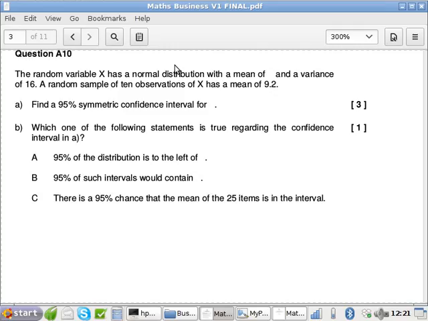Which one of the following statements is true? Okay, so let's have a look at the statements. 95% of the distribution is to the left of mu. 95% of such intervals would contain mu, and there's a 95% chance that the mean of the 25 items is in the interval. Which one is it? No, it's not C. C is completely wrong. There's not 25 items. How many items are there? 10. So we know straight away it's not C. Okay? We definitely know it's not C. So it's either A or B. B. It's B. Well, thank goodness for that.